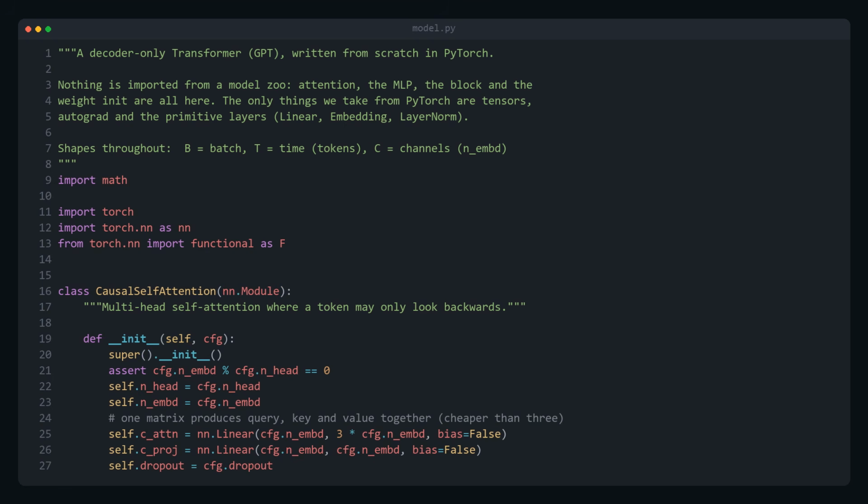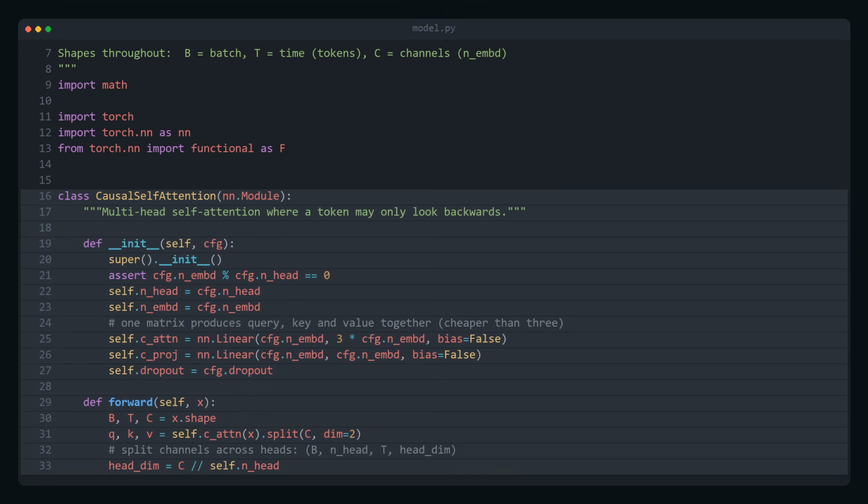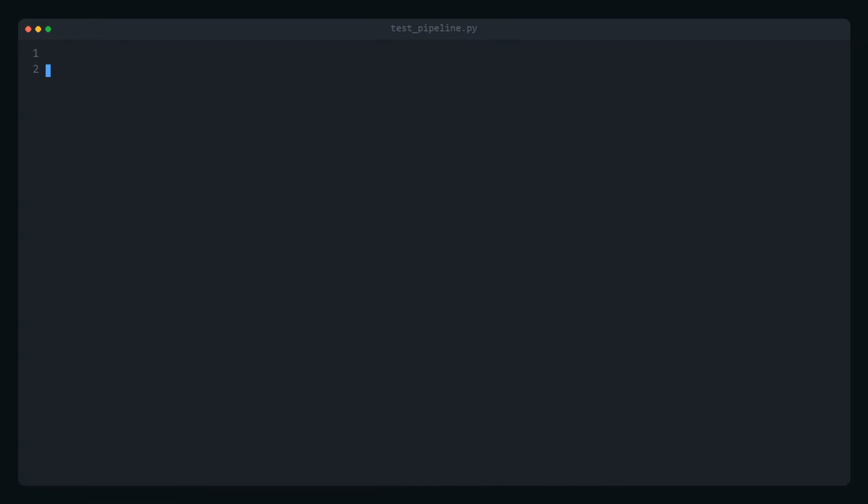Now the model itself. It is a decoder transformer, and it fits in a single file. The heart is causal attention. Each token looks at the previous ones and decides what matters right now from everything read so far. One matrix produces query, key, and value at once, which is cheaper than 3 separate ones. Then the channels are split across heads, so different heads can watch different relationships.